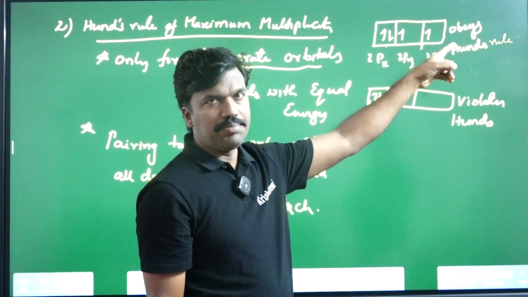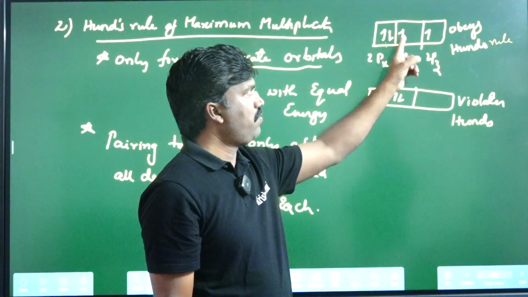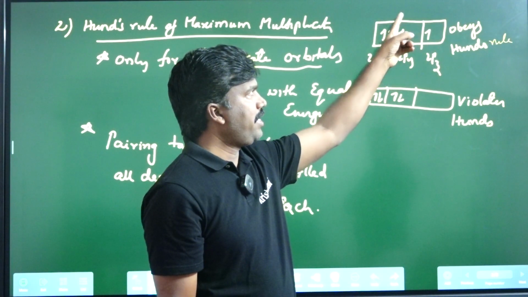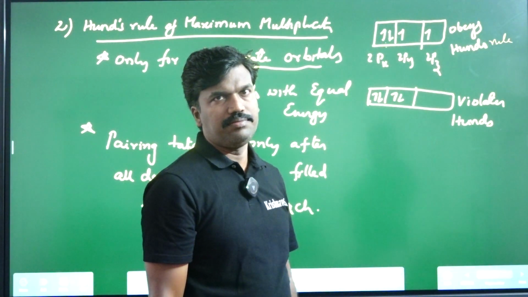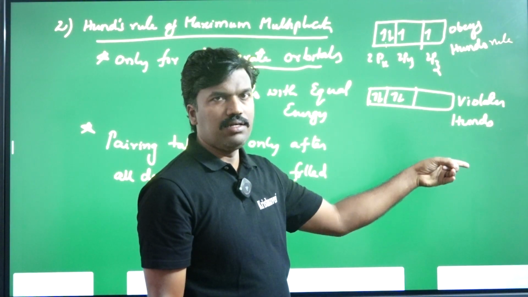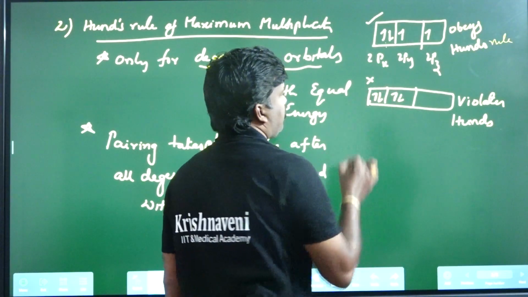So this is a 2p subshell. There are three orbitals having the same energy. So 1, 1, 1 with parallel spins, and pairing takes place with the fourth electron. That is Hund's rule. If it is not like that, it violates Hund's rule, which is wrong. So this is correct, this is wrong.